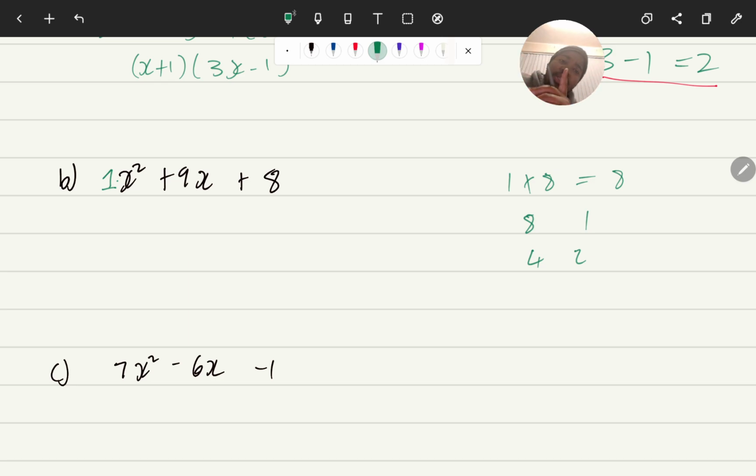From these 2 pairs, the question is, is there a pair that you can add or subtract that will give you the middle term, which is 9? You look at the pairs and you look at the numbers that could possibly give you 9. And yes, there is. 8 plus 1 equals 9. Do you see it? So therefore, you take it.